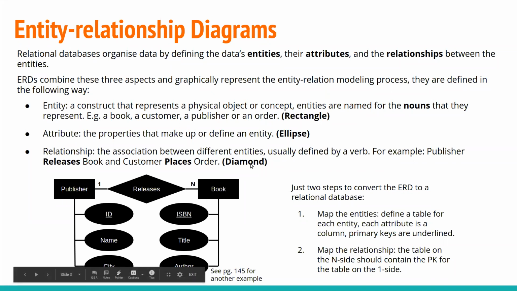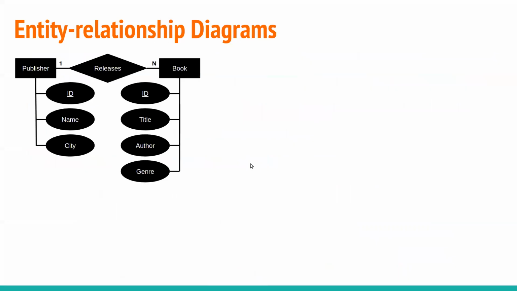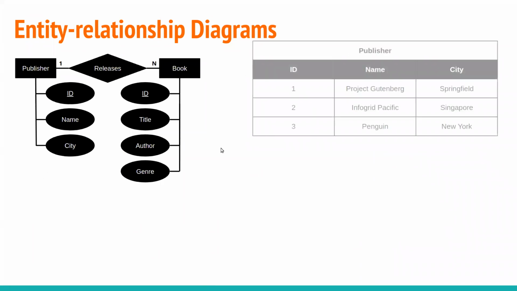So we're going to follow these two steps on the next slide. We're going to convert this ERD that we have on the left. You can see I just added another attribute to the book. So the book now has 4 attributes. It also has a genre, but that's a simple addition. It's just adding another column to our table. We're going to take that ERD on the left and turn it into a database. And you'll see that it's actually very simple.